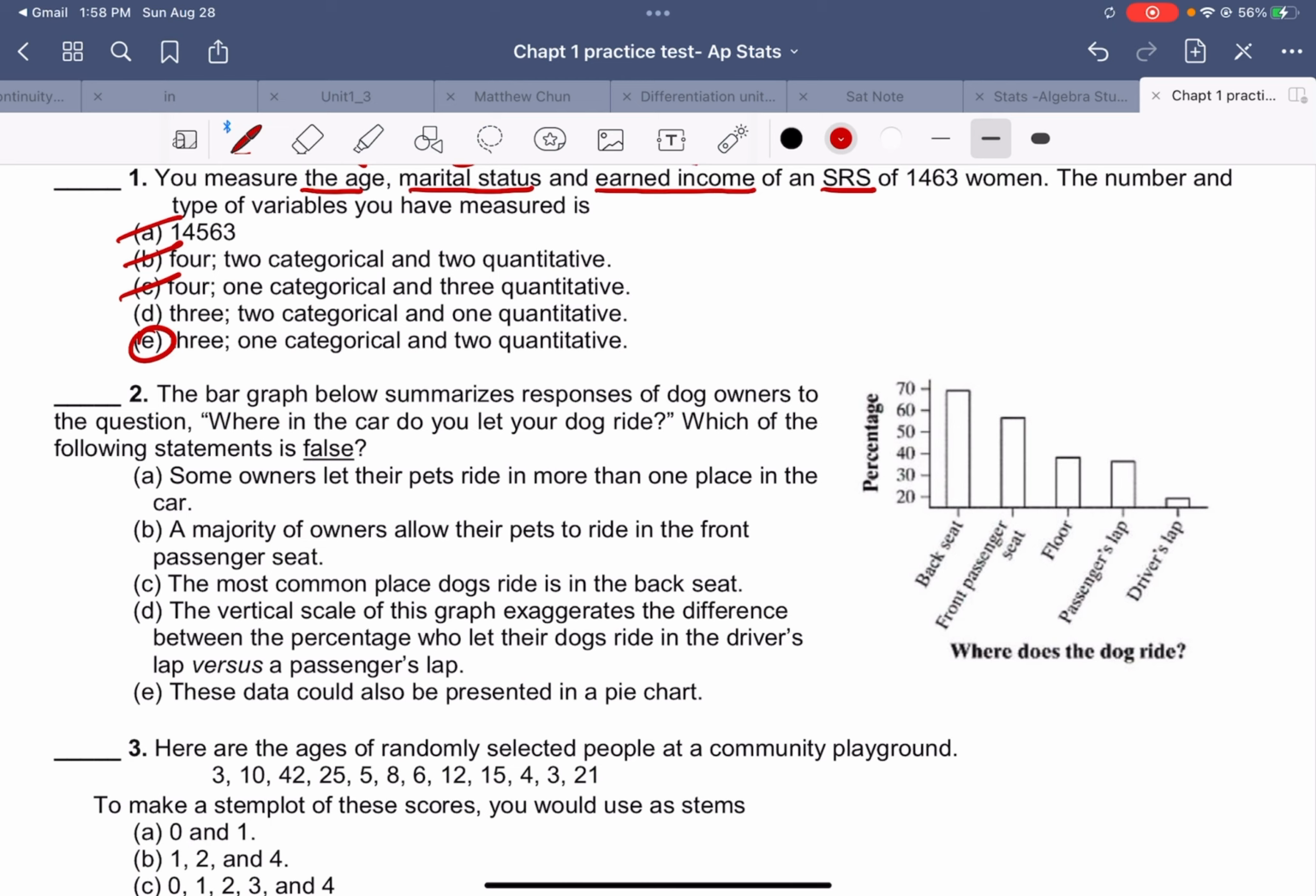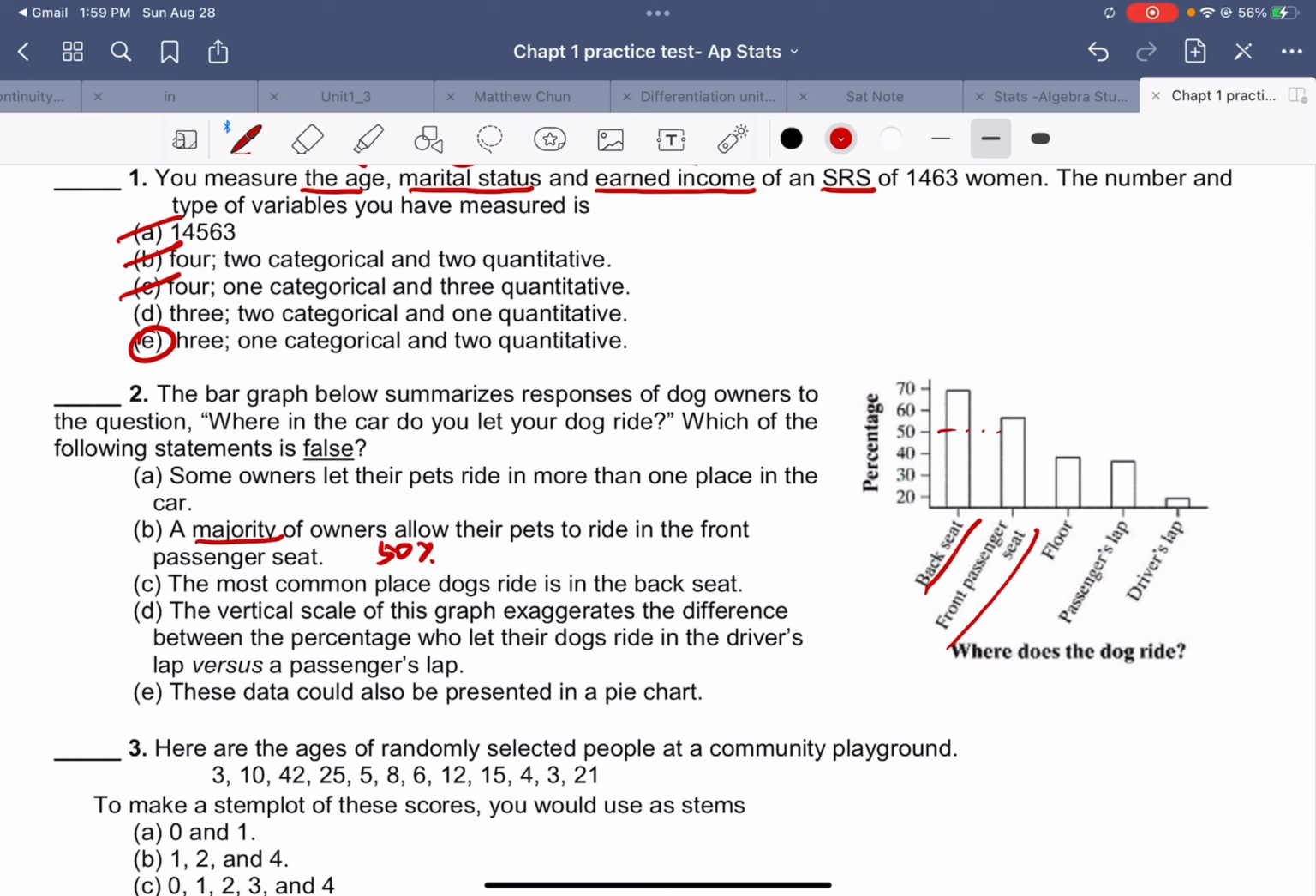A, some owners let their pets ride in more than one place. Well, could be, but we don't know. A majority of owners, usually majority means more than 50%. Majority of owners allow their pets to ride in the front, right here. So there is more than 50%, so that's true also. The most common place dogs ride is the back seat. Yes, that's true, around 68%.